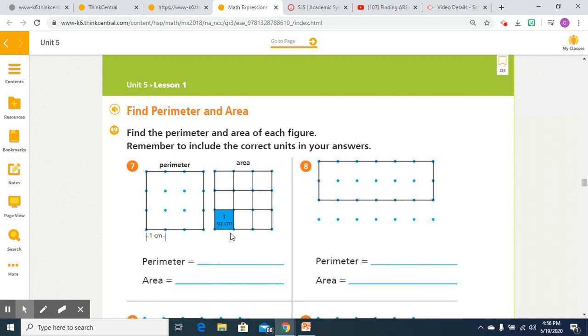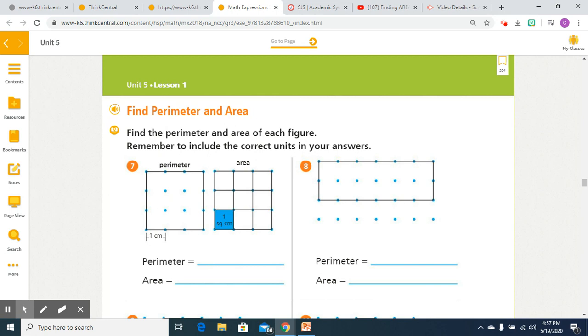And the area is in square centimeters because when you find the area of a shape, it's always going to be square units. It doesn't matter what unit it is. If it's inches, then it's going to be square inches. If the unit is meters, it's going to be square meters. Okay, but in this case, it's centimeters. So it's going to be square centimeters, every time you find the area.